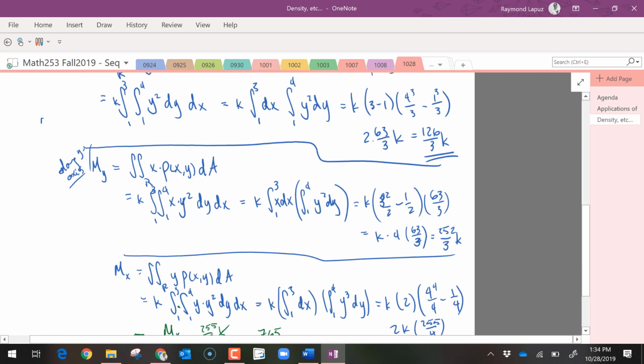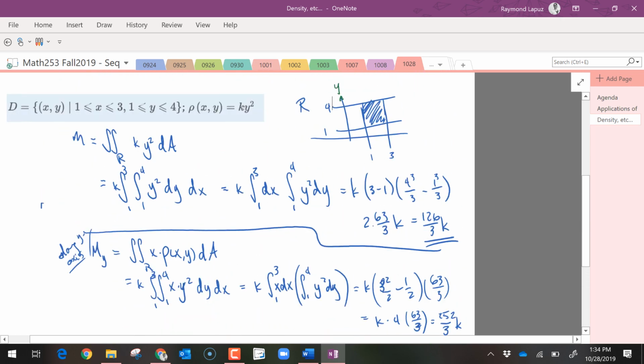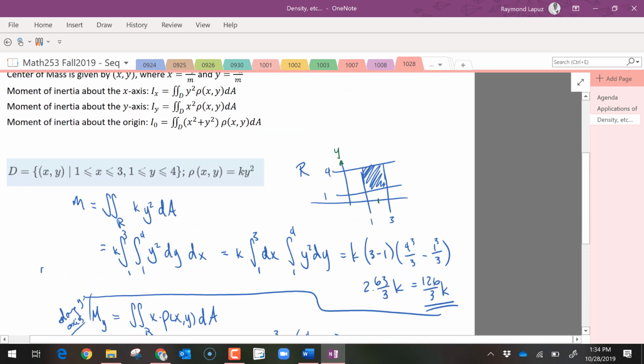Now, if we look at x bar is 2. x bar is cut right in the middle. So it doesn't matter how the density changes in y, it's going to be an even density along the x. So you would imagine that kind of makes sense, that x bar should be right in the middle of the edges of the plate.